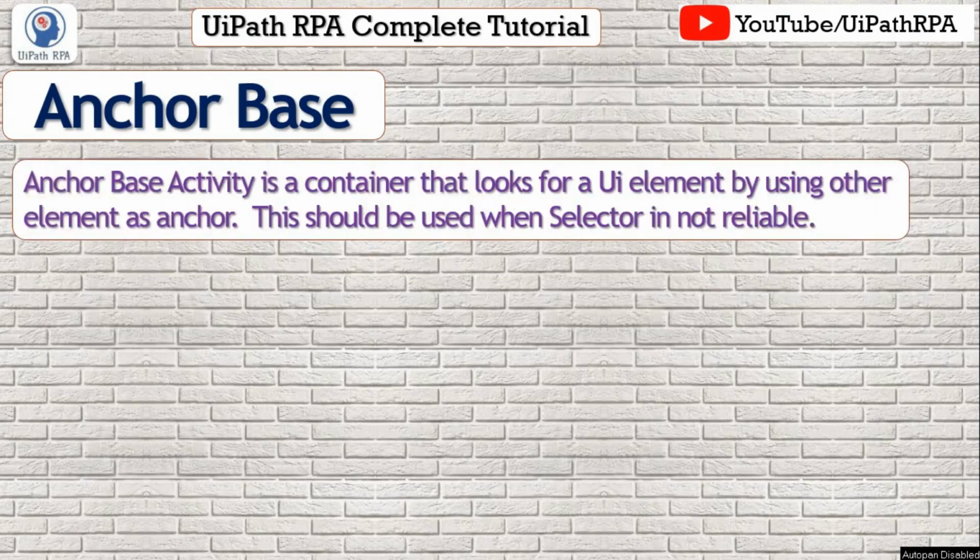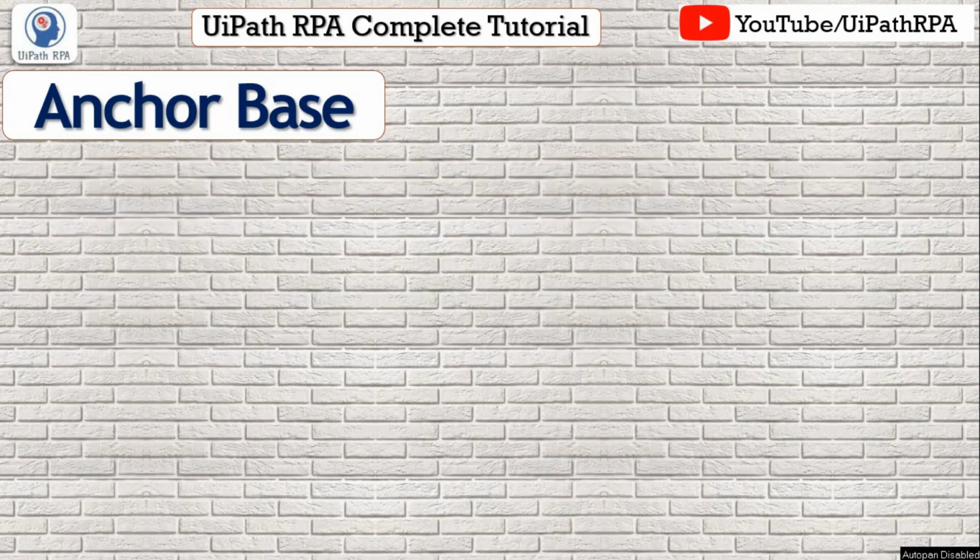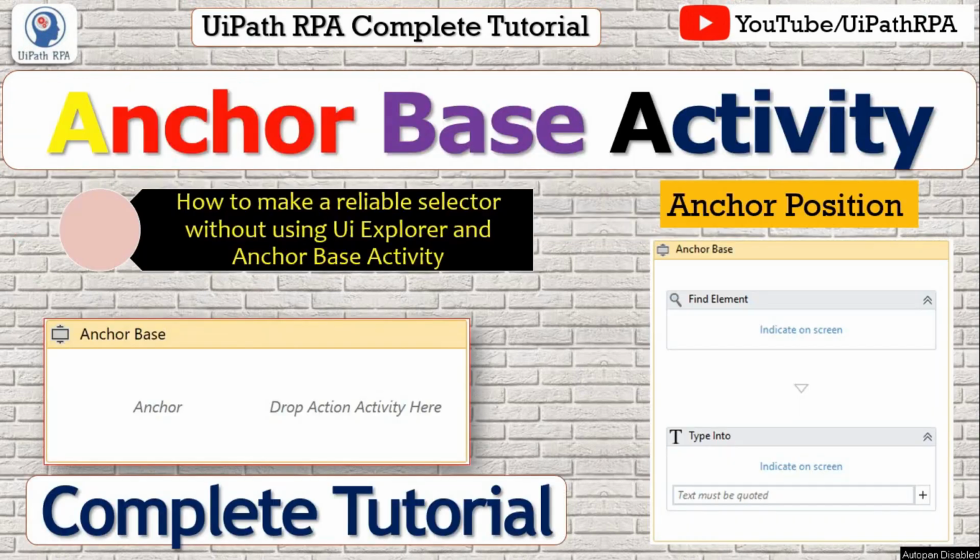Anchor base activity is a container that looks for a UI element by using another element as an anchor. Anchor means a target. So this should be used when the selector is not reliable. If you see here, this one is anchor base.